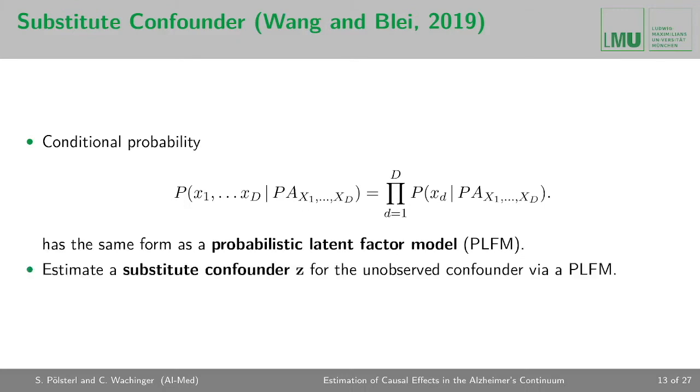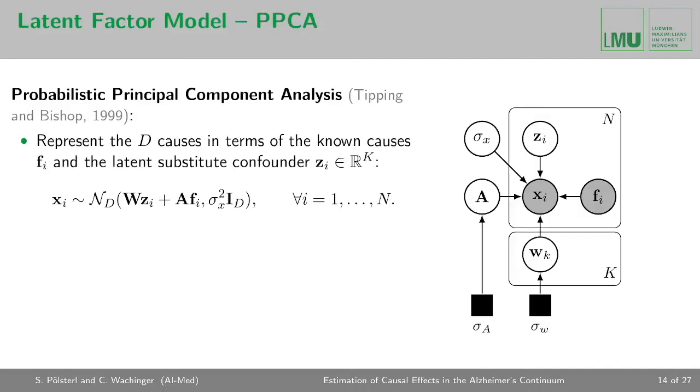This has first been recognized in a paper by Wang and Blei from 2019, where they introduce a way to estimate a substitute for the unobserved confounder. Our work builds upon their theoretical results and extends them to the setting where we have both observed and unobserved confounders. We explore 2 approaches to estimate a substitute confounder in the paper. In this presentation, I will only talk about the extended probabilistic PCA though.